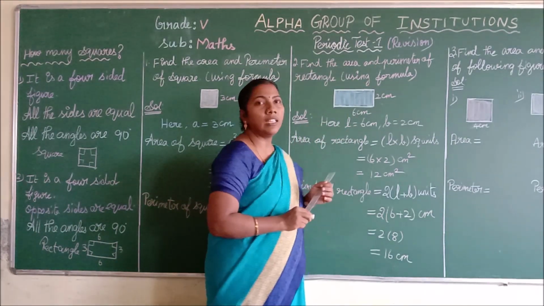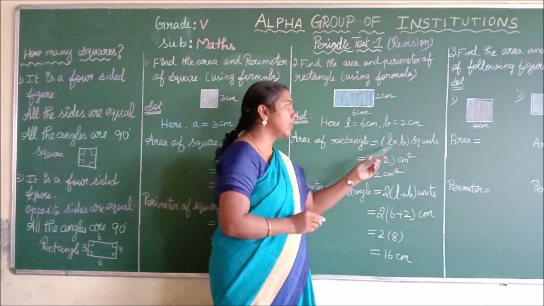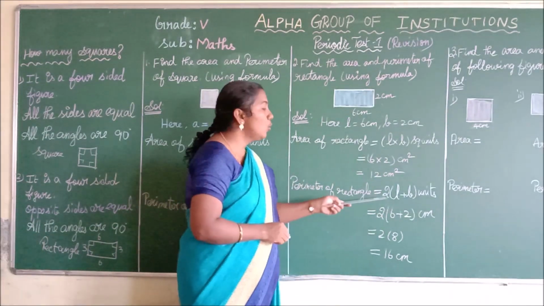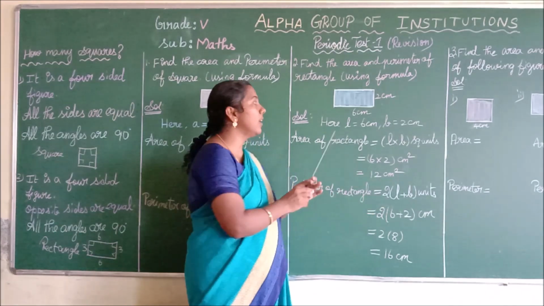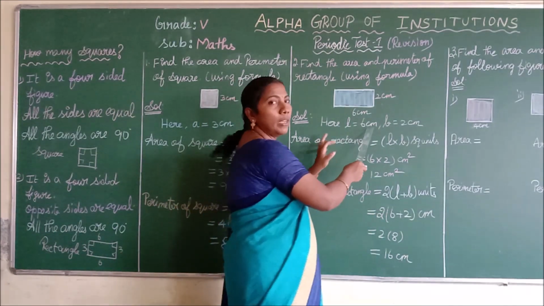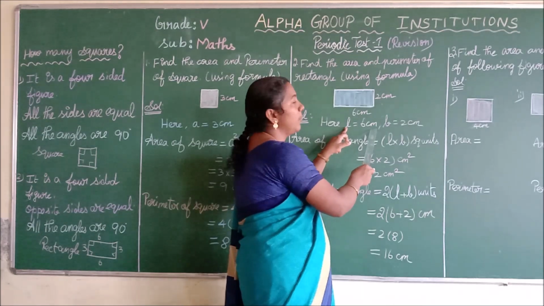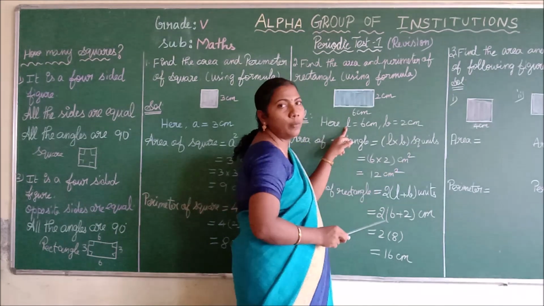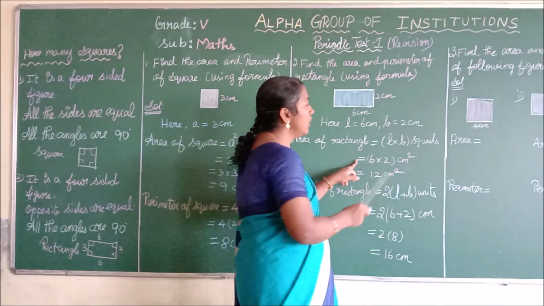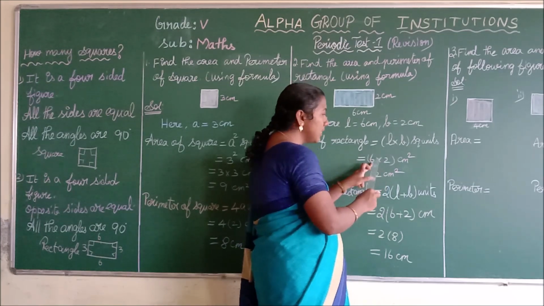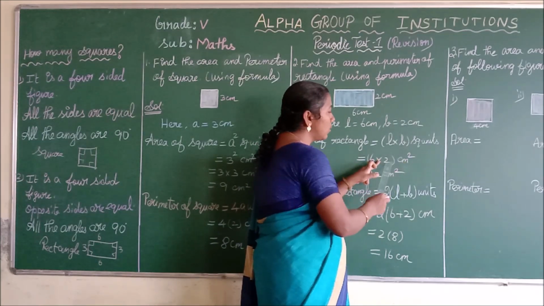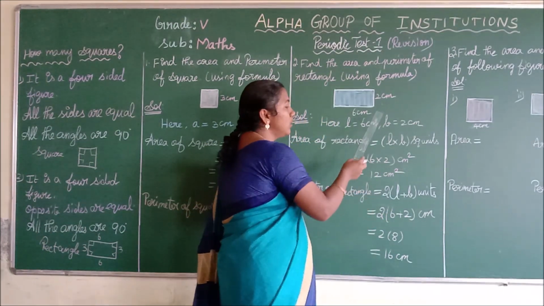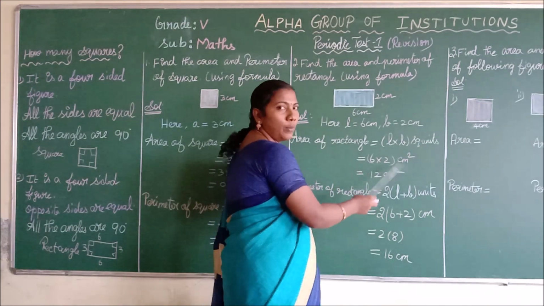What is the formula to calculate the area of a rectangle? Length into breadth, that is L into B square units. What is the formula for calculating the perimeter of a rectangle? 2 into L plus B units. Here the value of L is 6 cm, so you have to write L equals 6 cm. The value of B, that is breadth, is 2 cm, so you have to write B equals 2 cm. First we are going to calculate its area. So instead of L you substitute 6 into the value of B, which is 2. So 6 into 2, 12 centimeter square. Thus the area of the rectangle, by using the formula, is 12 centimeter square.